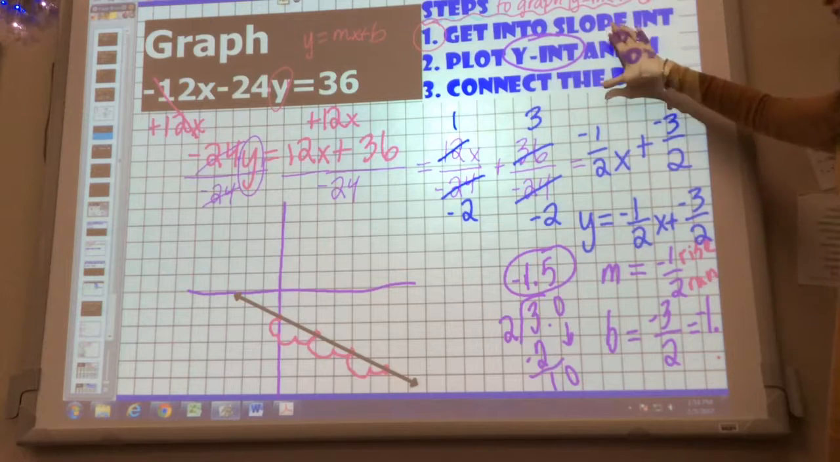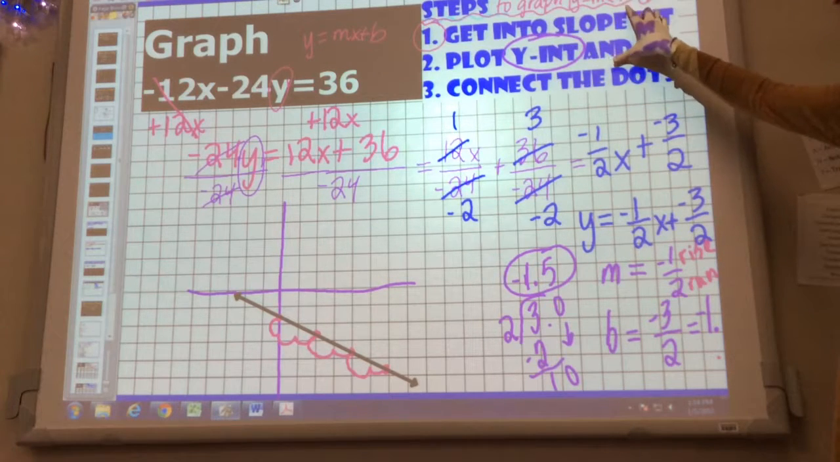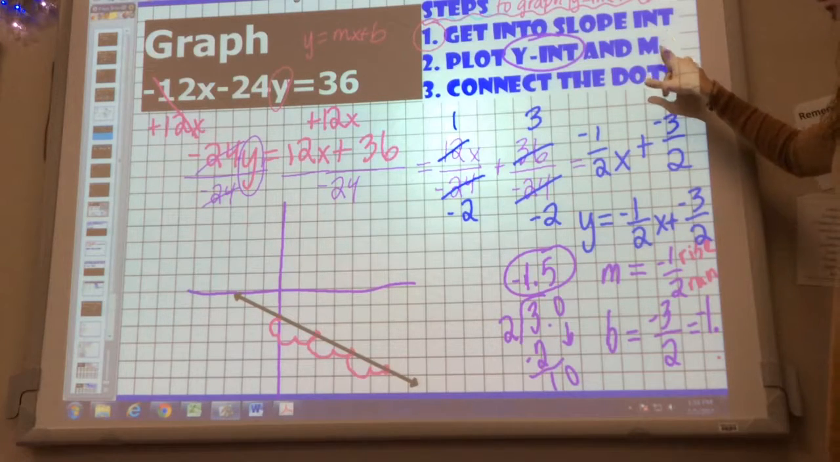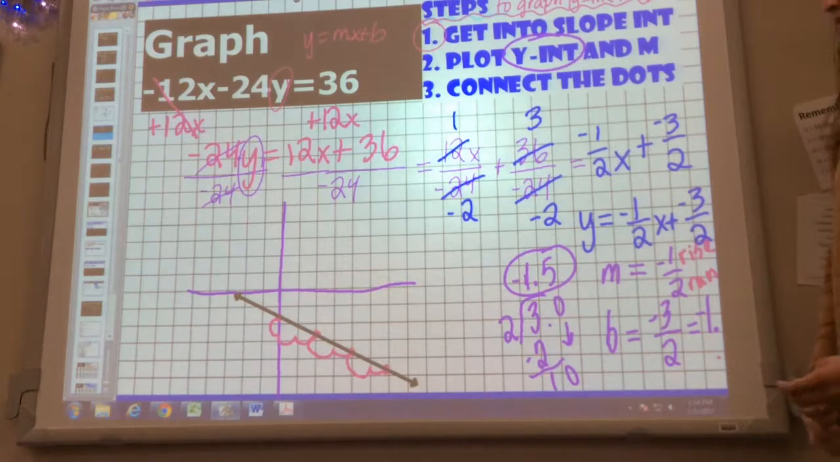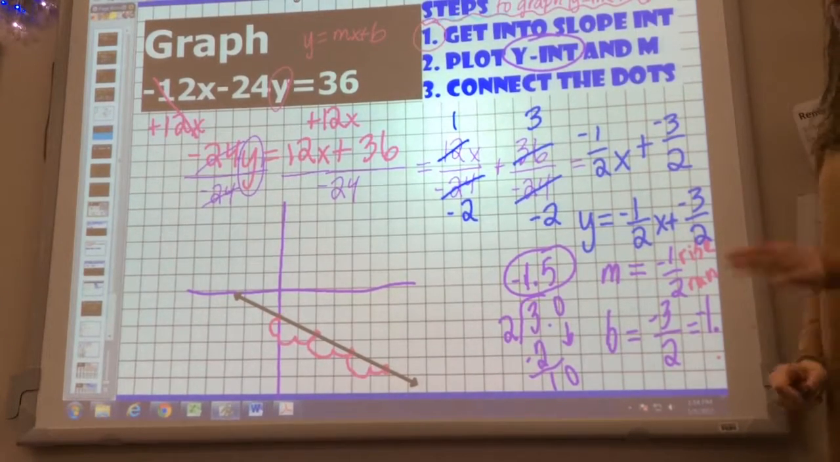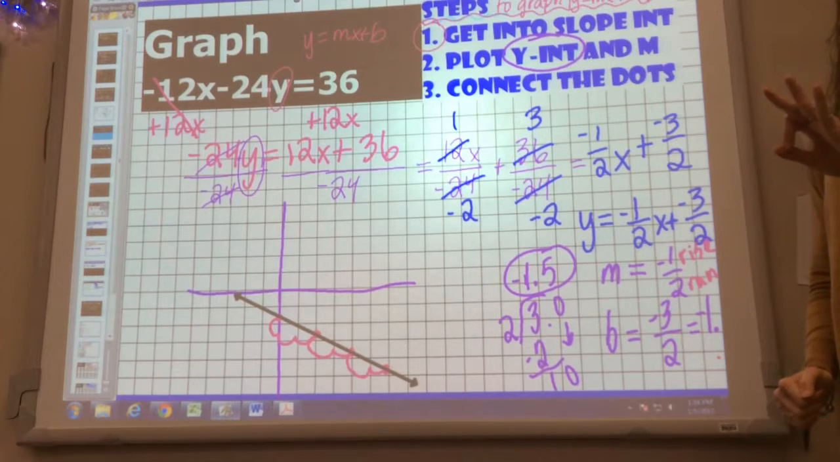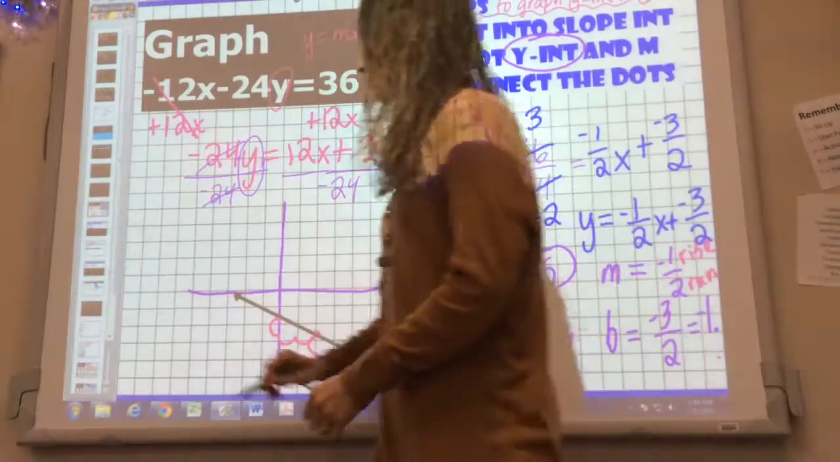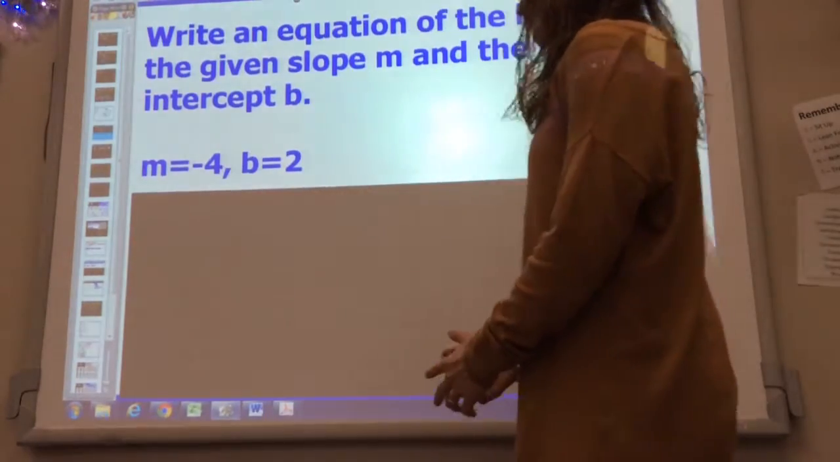So our steps are, again, once we get into slope-intercept form, we plot our y-intercept, and we use our slope to figure out other points. How many dots do you think we need? I always like 3 dots, because if you get 2 dots that don't match up, we did something wrong. Great question.